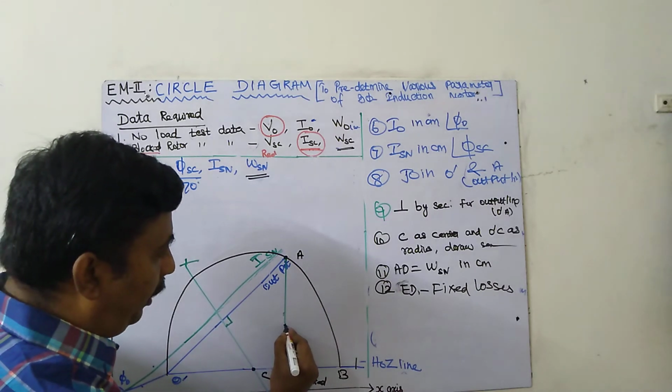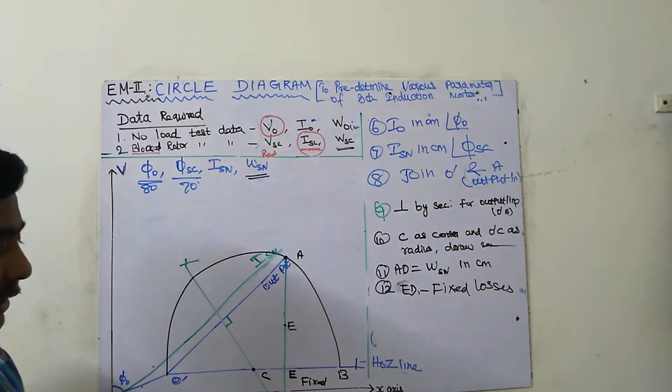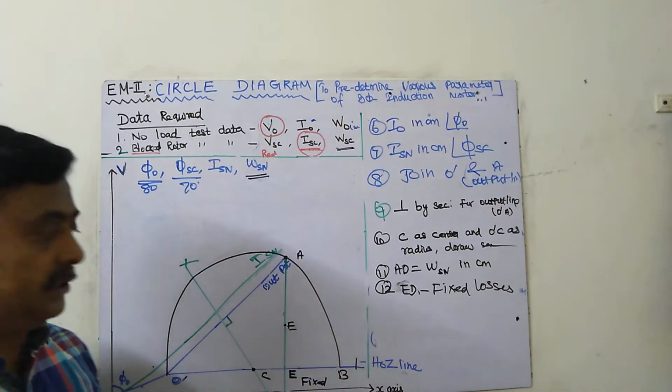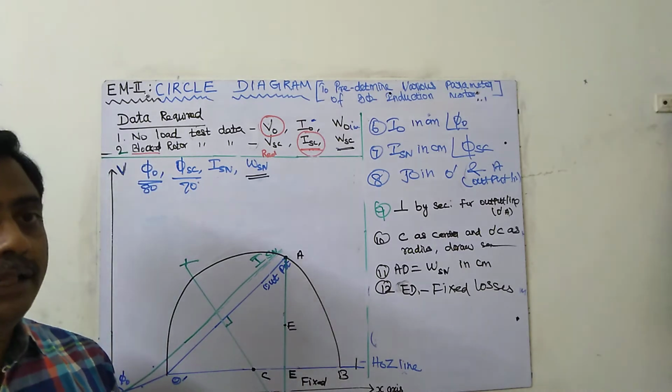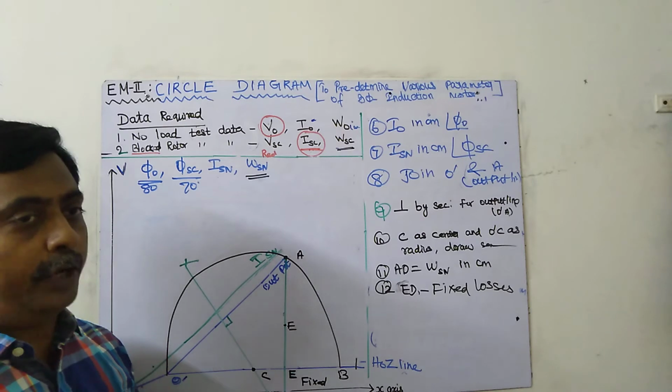Suppose I point to E, which segregates stator copper losses and rotor copper losses. Here the lower part is stator copper losses and the upper part is rotor copper losses. How to locate the point E? That is very important. Locating the point E is very important.